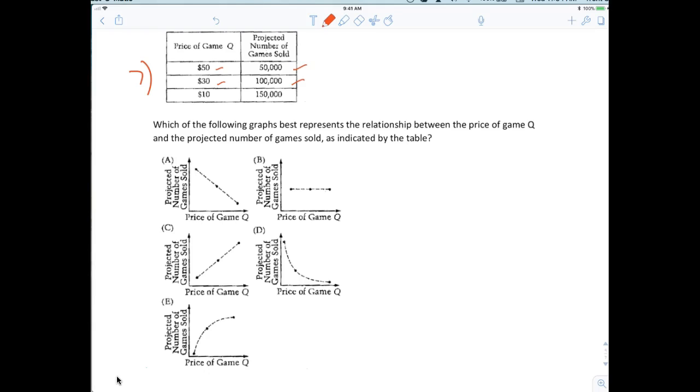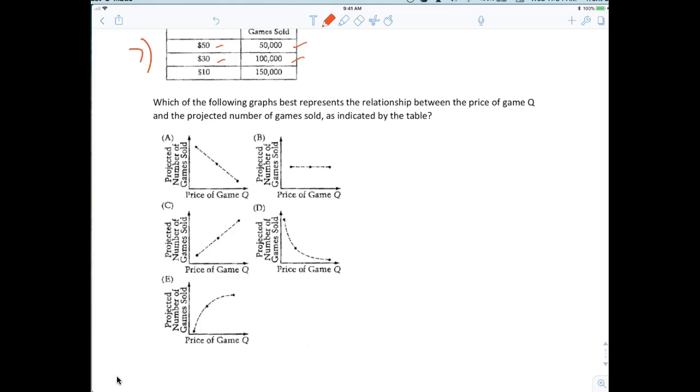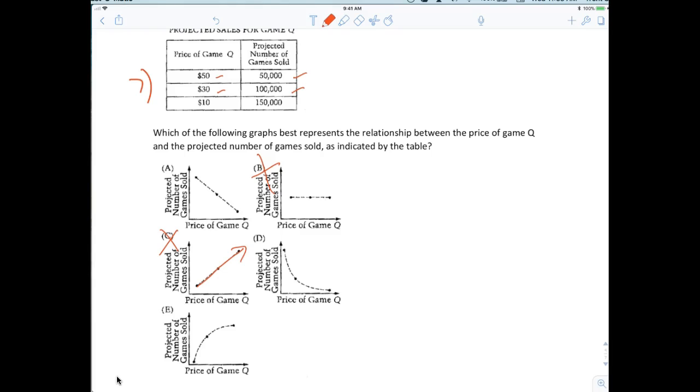So now, look at B. Is B possible? No, because that means it doesn't matter. Look at C. As the price goes up, the number of games is going up. Isn't that what that says? So that's not the right answer, correct? Because as the price goes up, the number of games gets... Mr. Stroud, but it says up there that the rise is projected number of games sold. All right, so maybe I made a mistake.